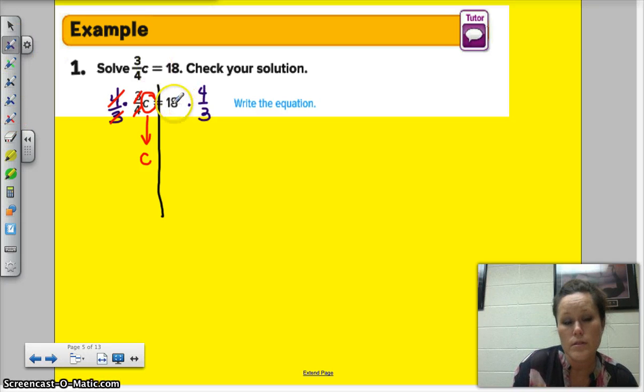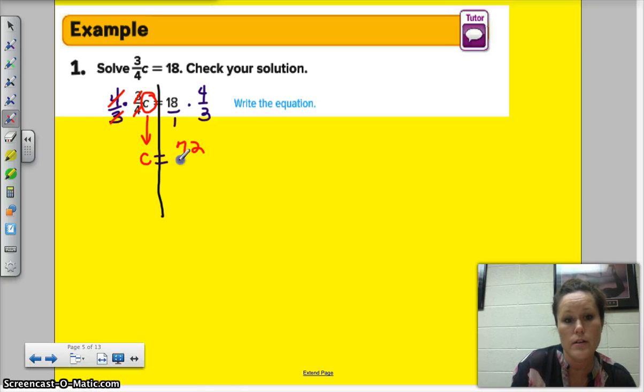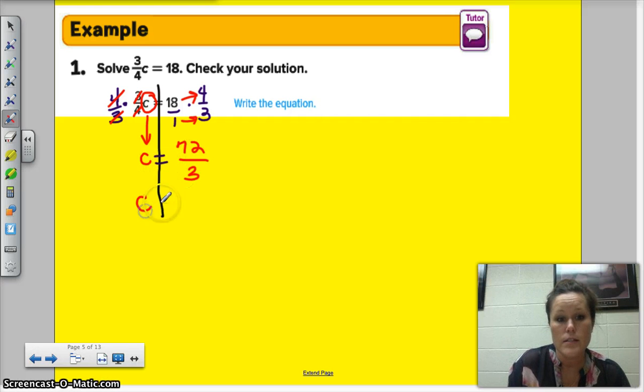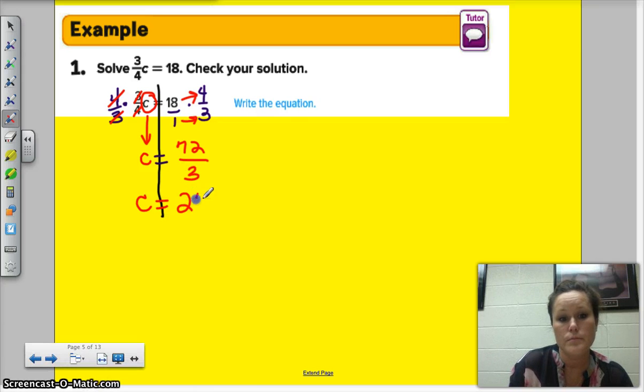So on this side of the equal sign, I have 18 times 4/3. I'm going to make 18 into a fraction, and I'm going to multiply straight across. 18 times 4 equals 72. So my numerator is 72. And multiply straight across the bottom, it's 3. Then I'm going to simplify that. c equals whatever 72 divided by 3 is. 72 divided by 3 equals 24. My final answer is 24.